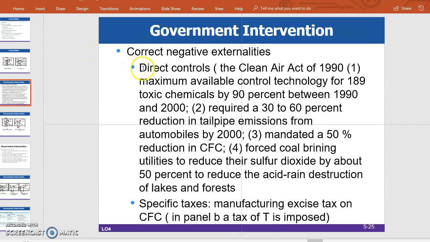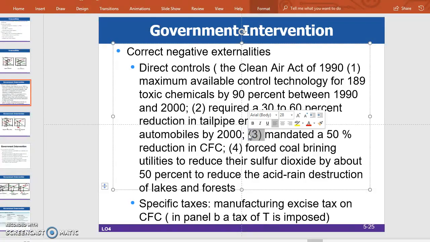One, they can use direct control, directly make law through Congress and Senate, like the Clean Air Act of 1990, and then limit production of harmful chemicals. So the Clean Air Act of 1990, it limited what? Maximum available control technology for 189 toxic chemicals by 90% between 1990 and 2000. Number two is what? Required a 30 to 60% reduction in tailpipe emissions from automobiles by 2000.